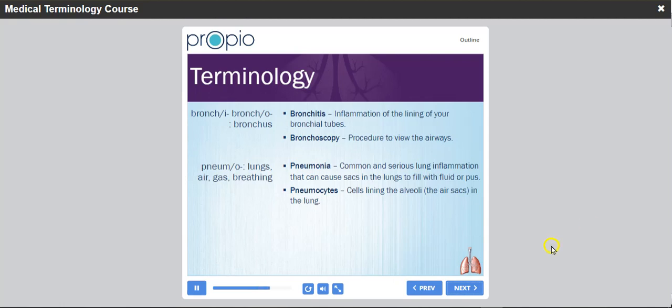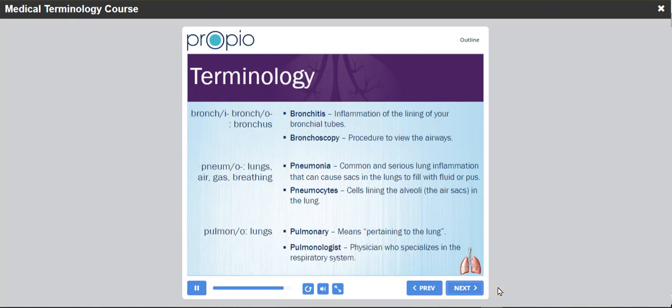Pulmonary means pertaining to the lung. Pulmonologist is a physician who specializes in the respiratory system.